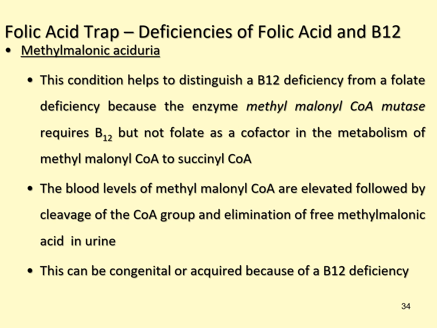One is methylmalonic aciduria. This condition helps to distinguish a B12 deficiency from folate deficiency, because the enzyme methylmalonyl CoA mutase requires B12 but not folate as a cofactor in the metabolism of methylmalonyl CoA to succinyl CoA, and the blood level of methylmalonyl CoA is elevated, followed by the cleavage of the CoA group and the elimination of free methylmalonic acid in urine. So this can be congenital or acquired because of vitamin B12 deficiency.